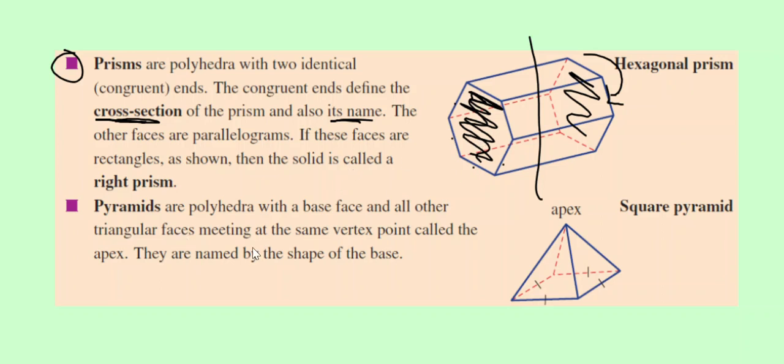When you've got pyramids, you look at the base face, and then all the other triangular faces will meet at the top at the same vertex point, and they are named by the shape of the base. So you might have different shapes for the base of the pyramids, and in this case, because it's a square base on that pyramid, it's called a square pyramid. So using that information, I know I've rushed through that a little bit, but hopefully when we go through the examples it'll make sense.